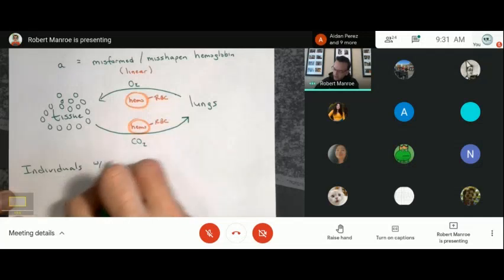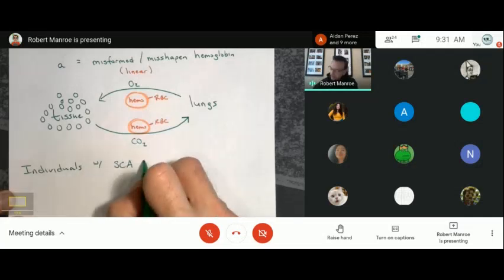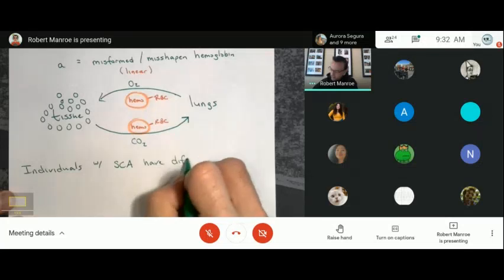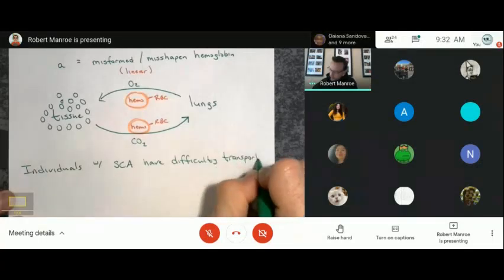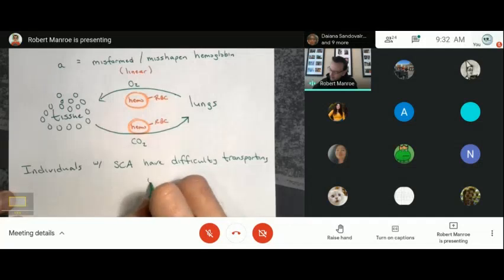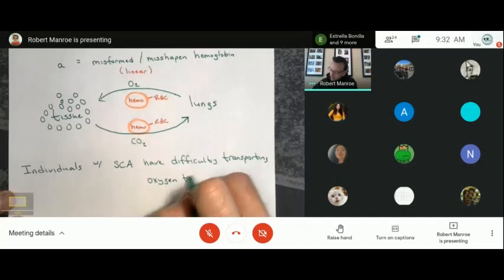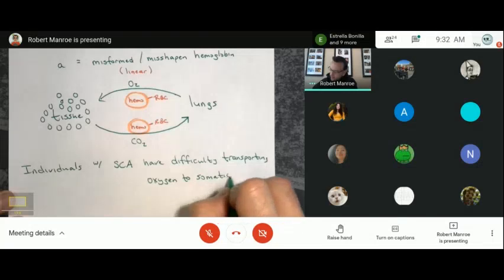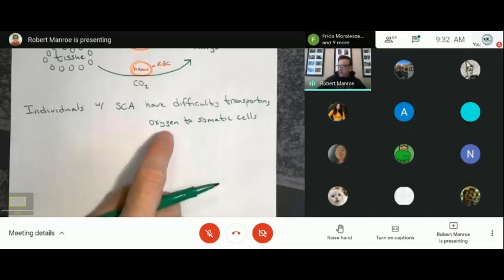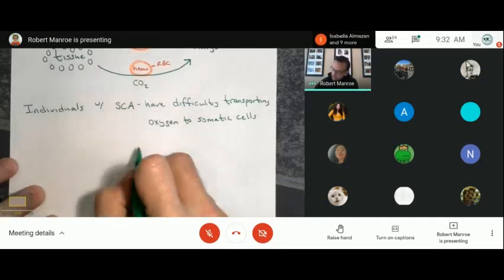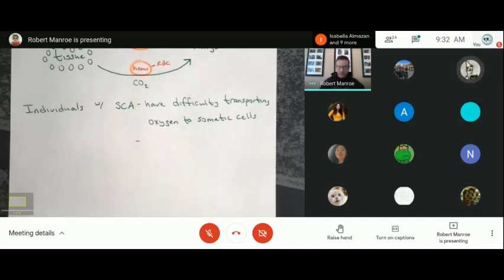So individuals with sickle cell anemia have difficulty transporting oxygen to the somatic cells. All right, who cares? Why is oxygen important? ATP. Right. Oxygen is a reactant for cellular respiration.